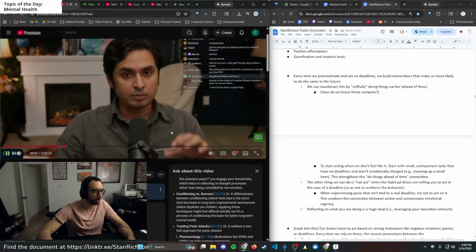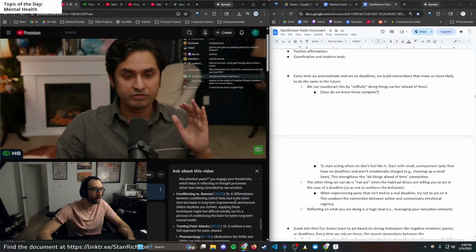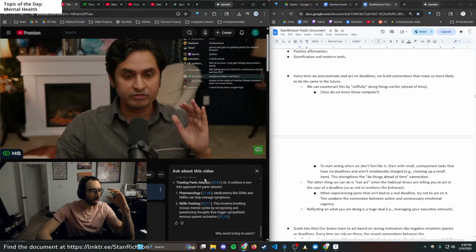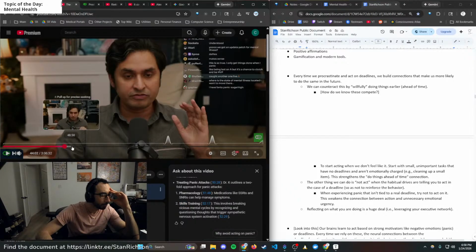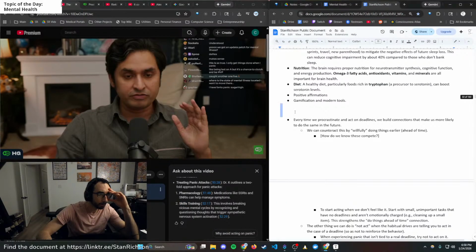So this is a problem of conditioning versus burnout. It differentiates between conditioning, which feels bad in the short term but leads to long-term improvement, and burnout, which depletes you further. Applying these techniques might feel difficult initially, but it's a process of conditioning the brain for long-term better health, right? Absolutely. Treating panic attacks outlines a twofold approach: pharmacology and skills training. We could talk about that in emotion regulation.